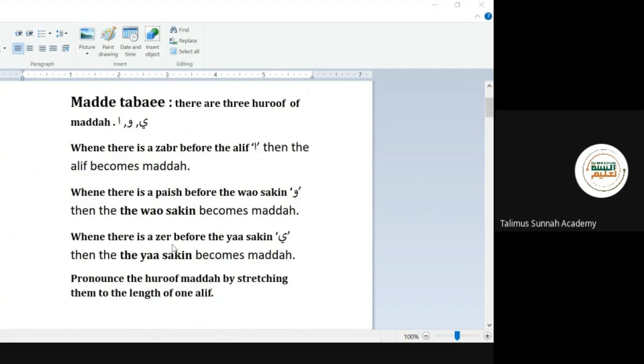When there is a zer before the ya sakin, then the ya sakin becomes mad. Example: ba ya zer bi. When there is a zer before the ya sakin, then the ya sakin becomes mad. Example: ba ya zer bi.